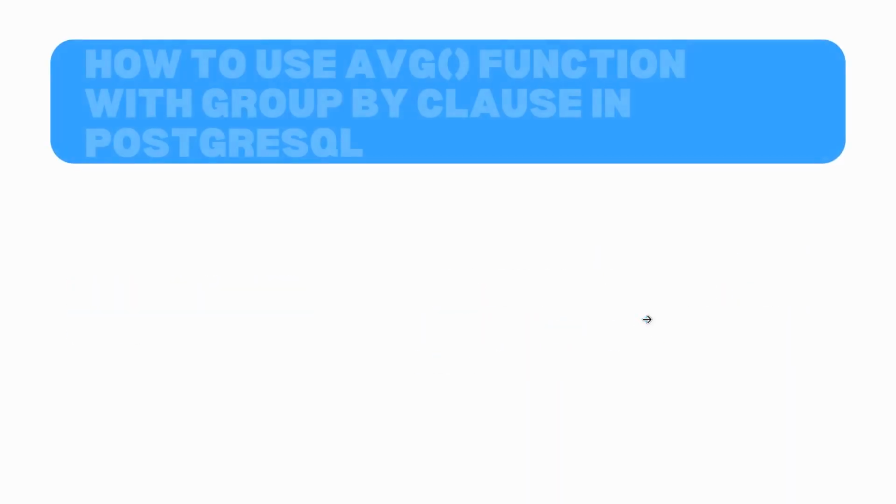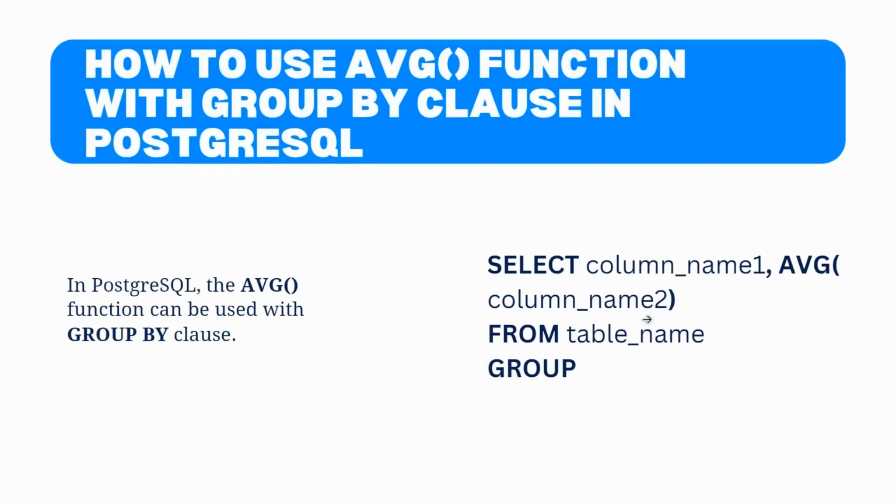Now move to the next topic, PostgreSQL average group by. In PostgreSQL, the group by clause is used to group the result set by one or more columns. The average function can be used with a group by clause to calculate the average value of a column for each group. The syntax for using average with a group by clause in PostgreSQL is as follows. You can see the syntax is the same as the first topic of this video. So here we have added an extra keyword group by to group the result set. Let's take an example and see how we can use the average function with a group by clause.